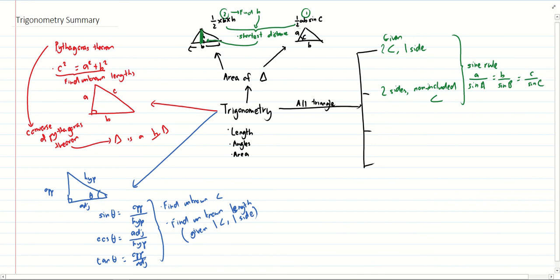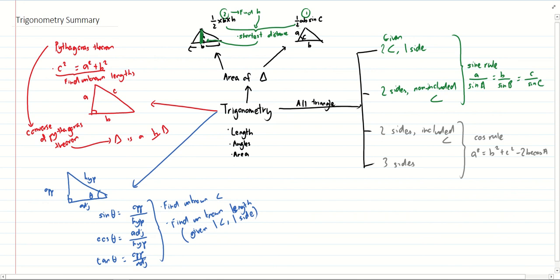Okay, and if I'm given two sides and an included angle, or I'm given all three sides, then I will use my cosine rule, which is simply a squared equals b squared plus c squared minus 2bc cos A.